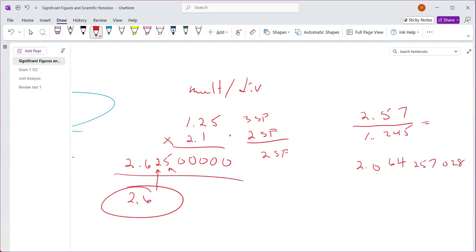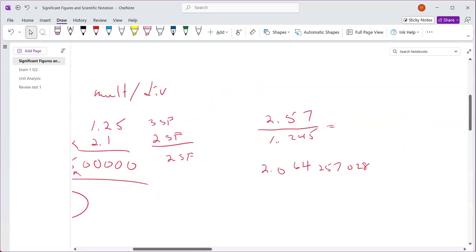So how many sig figs is 257? 3. And what about 1.245? 4. So our answer is going to have, now I frequently, almost 100% of the time, will write SF numbers just to help you clarify things. It's optional with you. If you want to put that down, that's fine. If you leave it off, that's fine too. Just make sure your answer is correct if you leave it off. But I always put it on just for clarification.